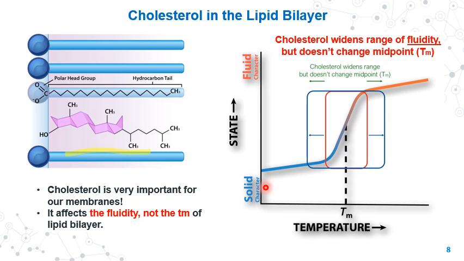So here, if you are plotting melting point, and here would be the state of the membrane, whether it is solid-like or fluid-like. When you add cholesterol, you are going to get the same melting point, but a shift in the fluidity. You're going to make this membrane more fluid. Okay?